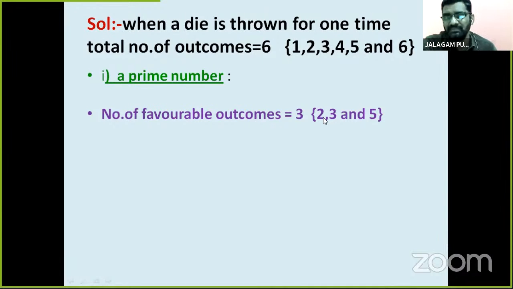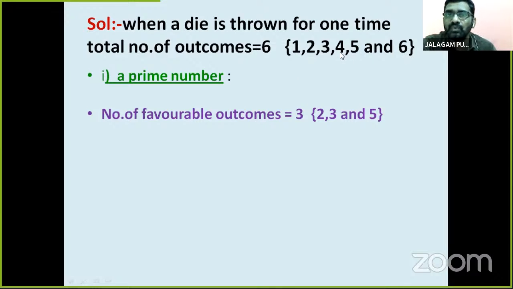So 2 is a prime number. 2 has two factors, only 1 and 2. 3 is also a prime number. 3 has only two factors, 1 and 3. 4 is 2 times 2, so this is not a prime number, it is a composite number. 5 is also a prime number. Why? Because it has only two factors, 1 and 5 itself. And 6 is not a prime number. Why? Because 2 times 3 is 6. This is a composite number.